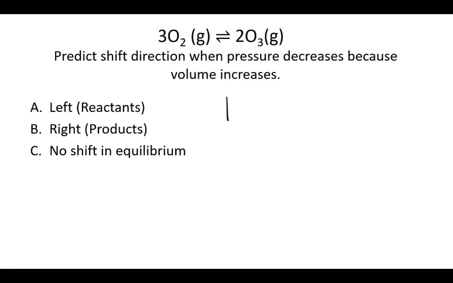Okay, so if the pressure decreases because the volume increases, we're going to want to go toward more moles in order to counteract that. So the side with more moles here is the reactant side. So this reaction is going to shift toward the reactants.